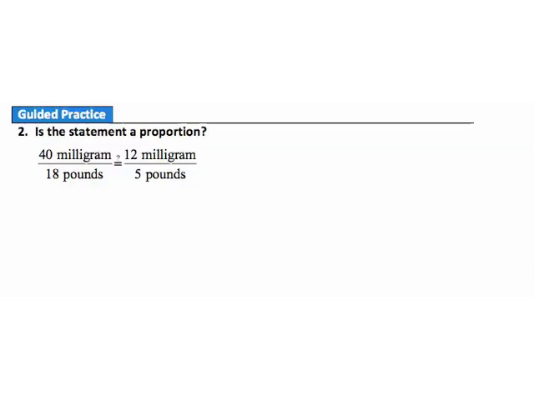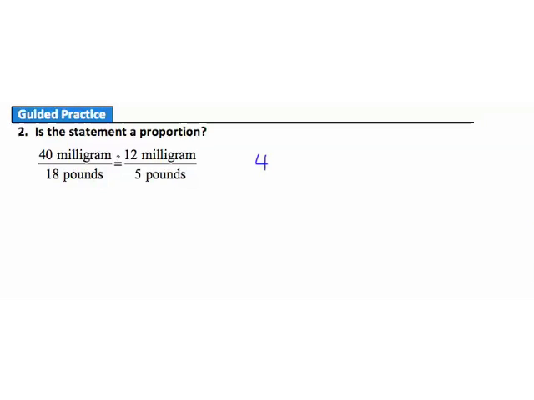Question 2. Is the statement a proportion? Well, the quick way to do this is to check the cross products. First, let's make sure the units are the same, and they are. Notice we have milligrams in both the numerators of my rates and then pounds in both the denominators of my rates. So that part's okay. Now we just got to check to make sure the numbers are going to work out. And to do that, we're going to look at the cross products.